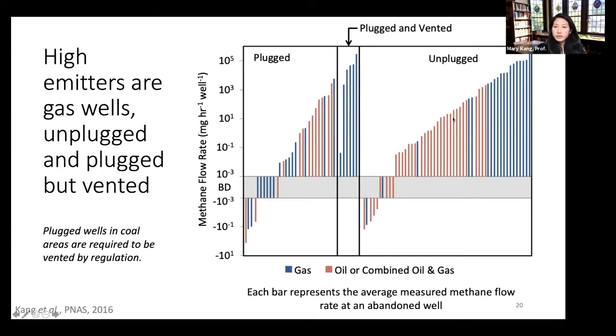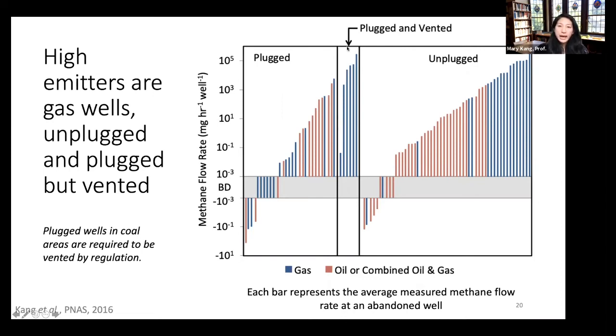Another thing that we did is we separated the data. This data set here is measurements at unplugged wells. Let's ignore this for a minute. This set of measurements is at plugged wells. As you can see, plugged wells go up to almost 10 to the 4 milligrams per hour, but for unplugged wells, we're much over 10 to the 5. So in general, unplugged wells emit orders of magnitude more methane than plugged wells.